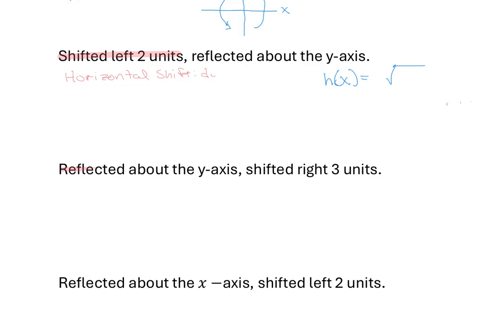And remember, horizontal shifts are going to be inside, and we do the opposite. And so when we think left 2, that we should be doing subtract 2, which means that inside my function, I want it to be a plus 2.